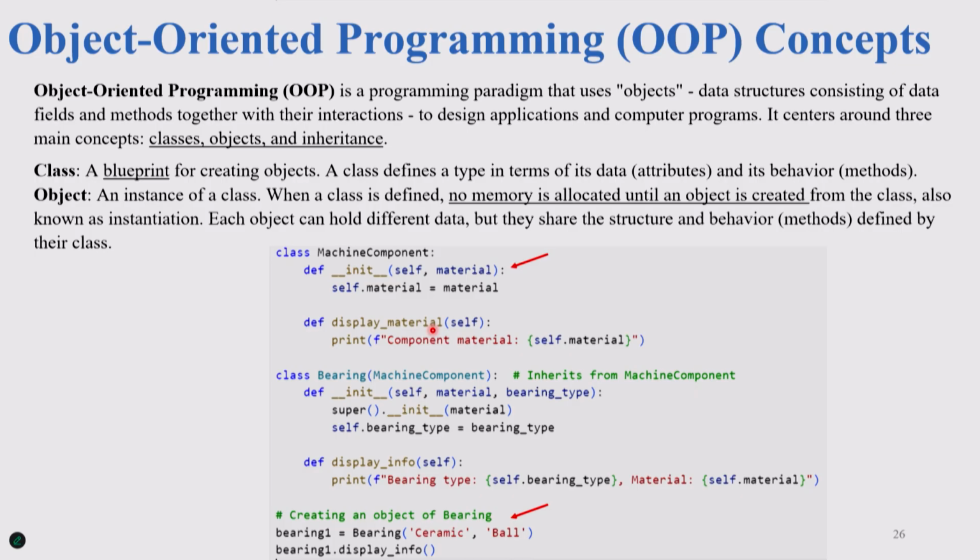So yeah, we can call it a template or blueprint, and it's defined in terms of data attributes, like these are all the self dot something data attributes, and behavior or methods, like all the definitions or something like this you can call it.